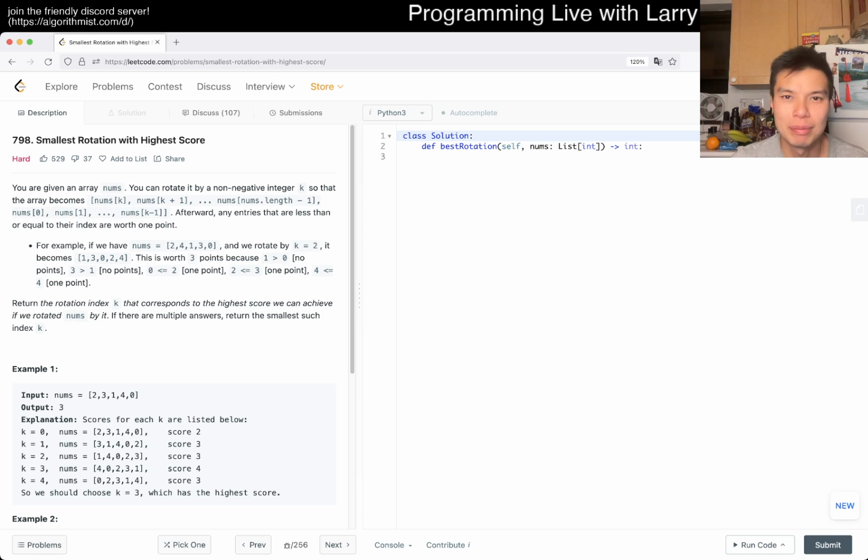Today's extra random problem thingy thing is 798, smallest rotation with the highest score. You are given an array nums, you can rotate it by a non-negative integer k so that the array becomes nums of k plus 1, dot, dot, dot. Okay, so just a rotate. I read it out loud.